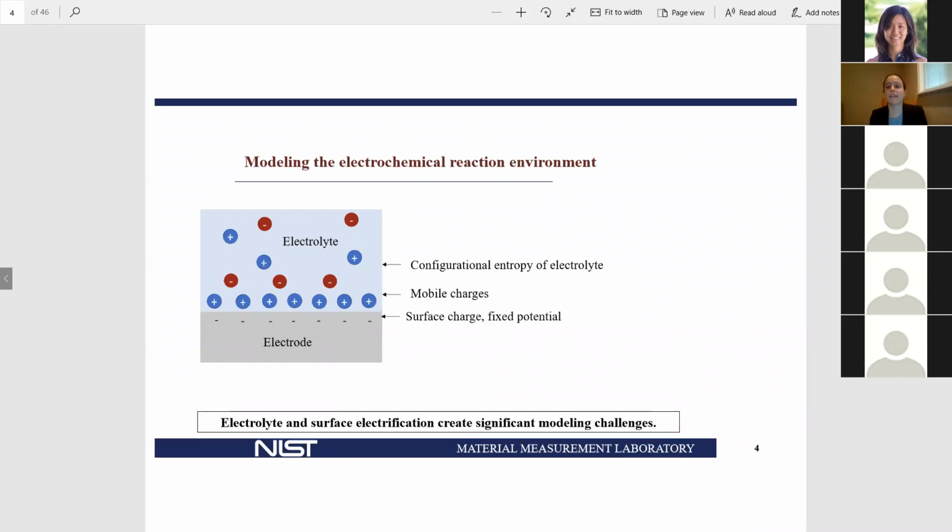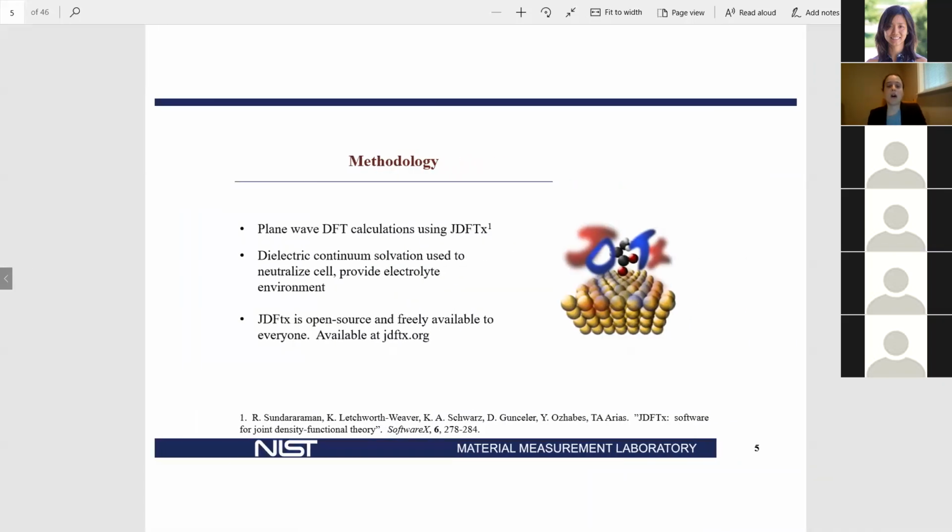Now, of course, this is a really tricky problem. Modeling the electrochemical environment requires understanding the configurational entropy of the electrolyte. We need to consider the fact that the charges are mobile, and the fact that for these types of calculations, we are interested in the fixed potential values. So given that the electrolyte and the surface electrification cause significant modeling challenges, we developed continuum models to neutralize the cell and to provide the electrolyte environment and to understand what is happening in the double layer.